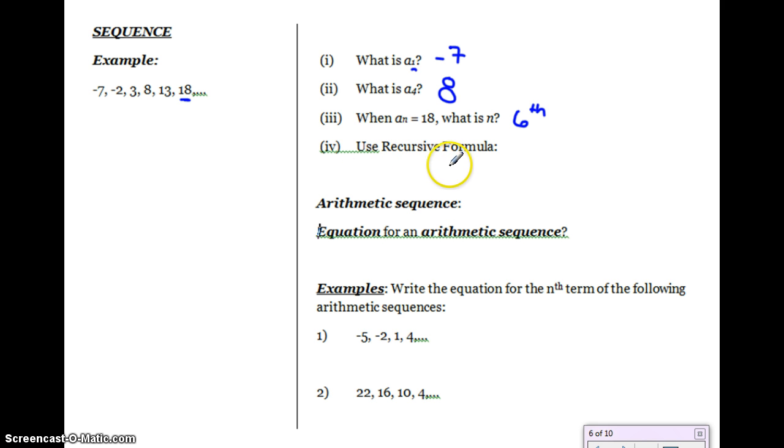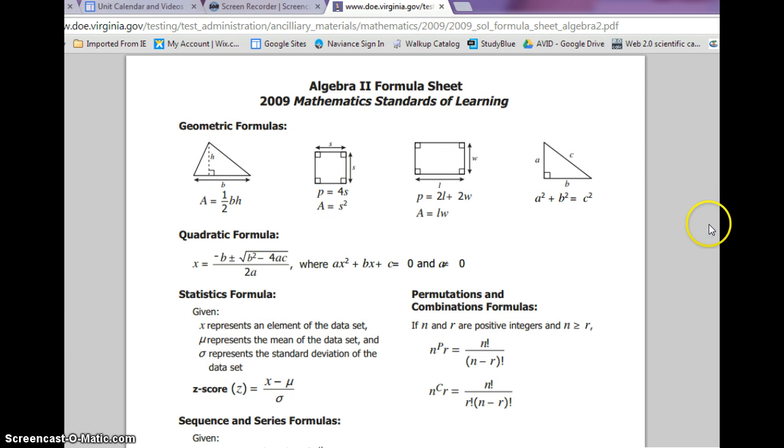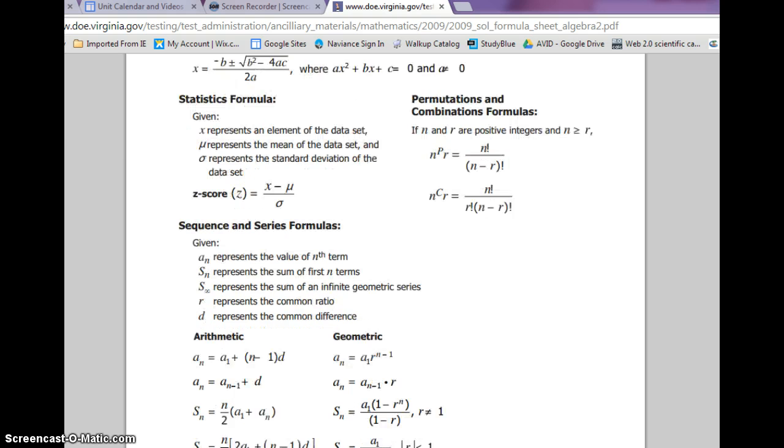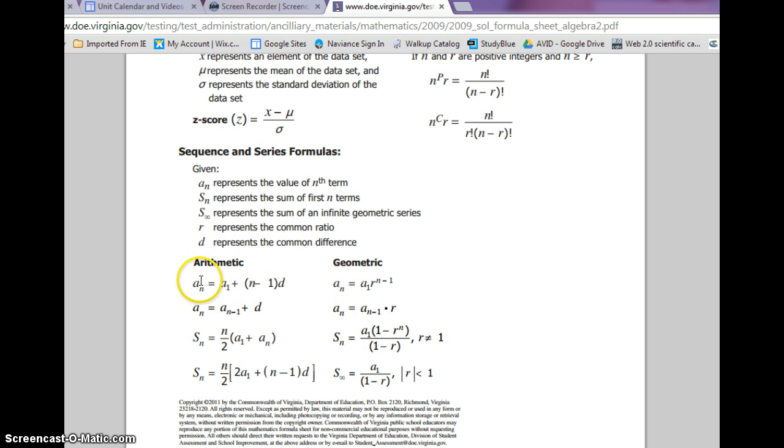Use the recursive formula. So we are going to take a look at your formula sheet. And what you'll notice on your formula sheet is that this set right here is your sequences and series formulas. And it tells you a sub n represents the nth term. We're going to learn the s's and the r's and the d's in just a minute. But what I'd like you guys to look at is the very first one and the second one. These two are what we're going to focus on today, and then we'll also look at these two. So the first two, the ones with the a sub n, not the ones with the s's yet. We're going to talk about those next time.